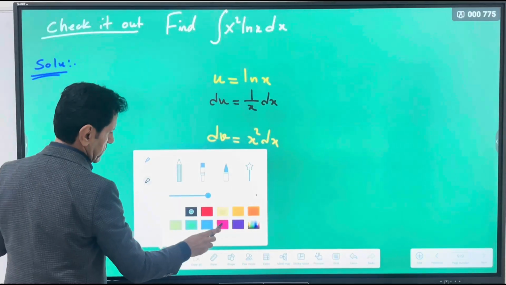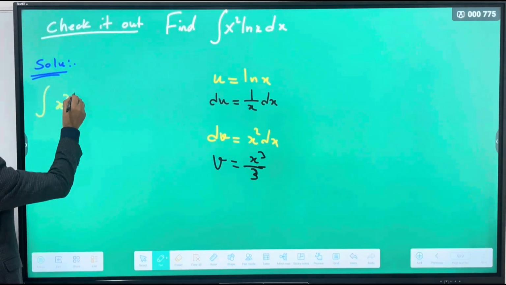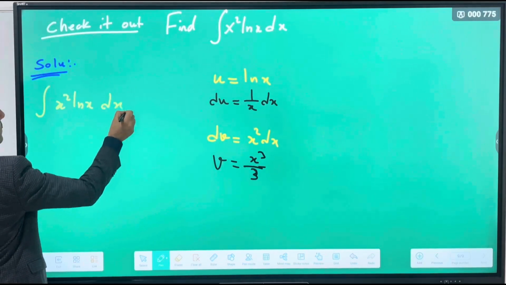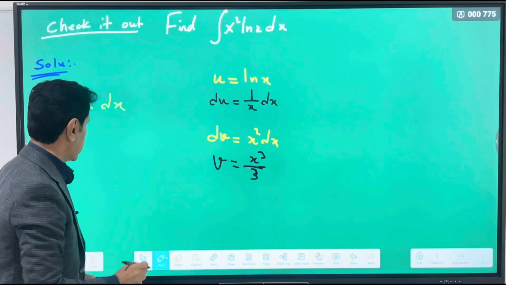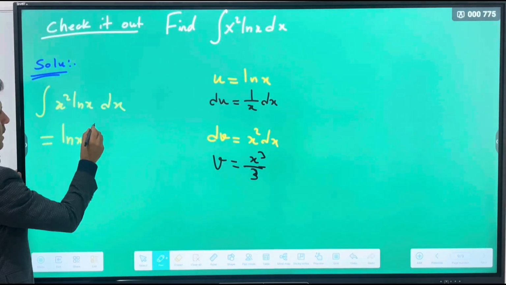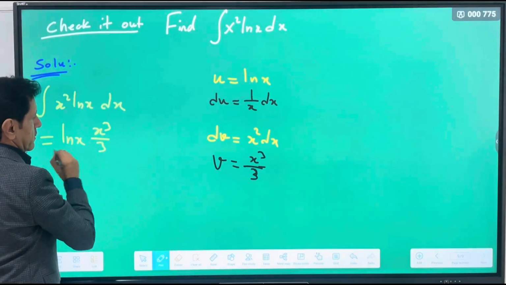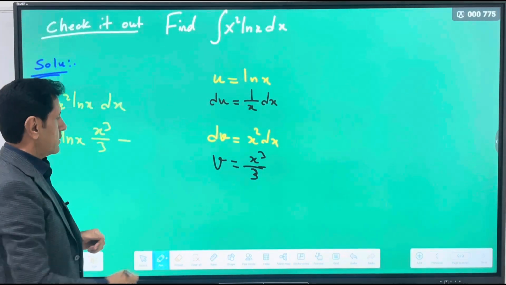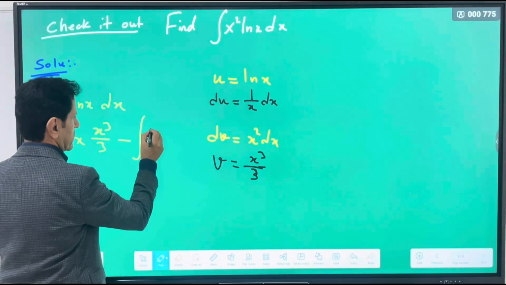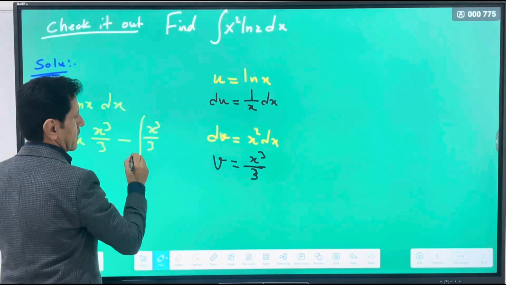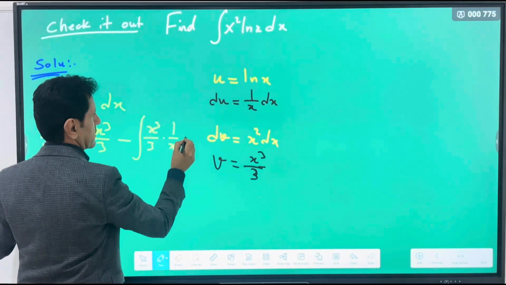The integral of x squared ln x dx is equal to uv. Okay, guys, our u is equal to ln x and v is x to the power 3 over 3. Then minus the integral of v du. Our v is x to the power 3 divided by 3, and then du is equal to 1 over x, so multiply by 1 over x, then dx.